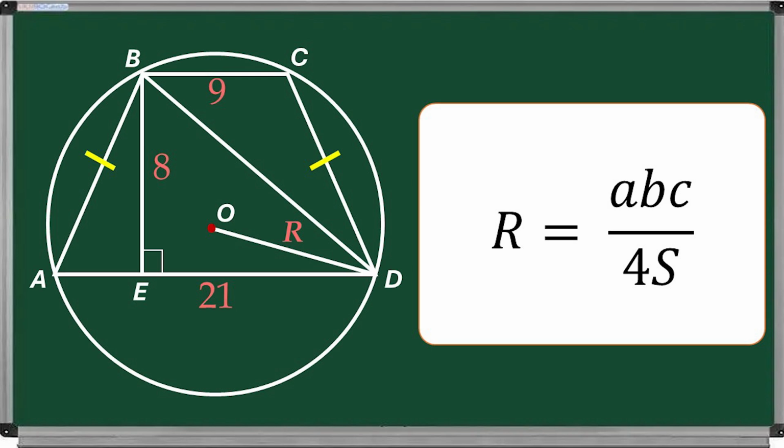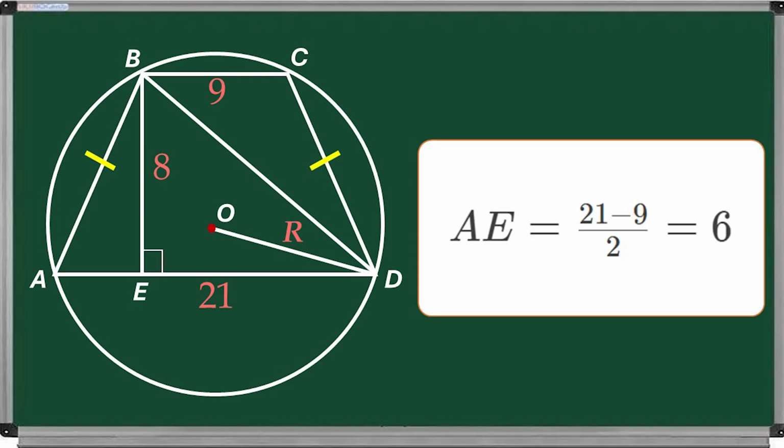So let's begin by finding the length of segment AE. We need this length because it forms the base of the right triangle ABE, which will allow us to find the side AB. Since the trapezoid is isosceles, the length of AE is half the difference between the bases. So AE is 21 minus 9, all divided by 2. This is 12 divided by 2, which gives us 6.